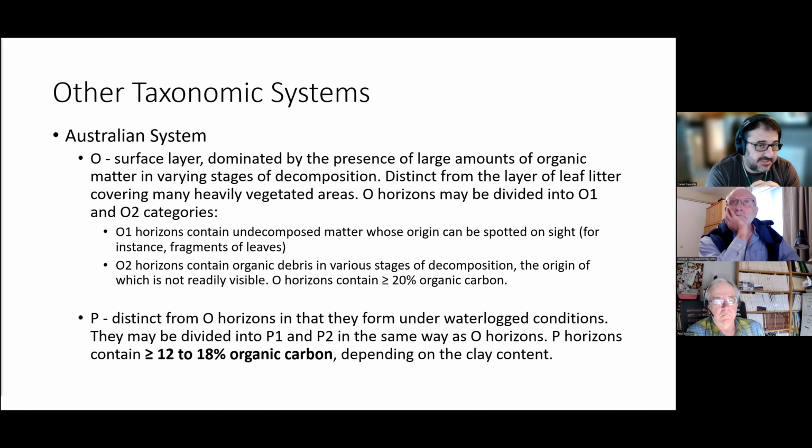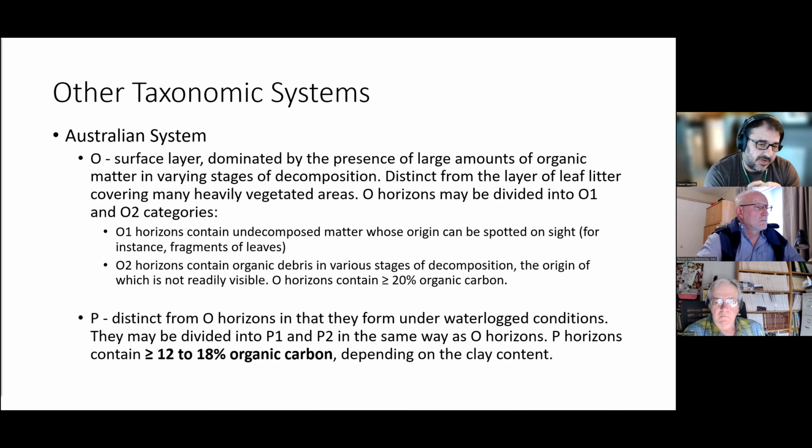I looked quickly at the Australian system as well, because their system tends to be fairly well aligned with the Canadian system, but I've discovered that maybe not in terms of the horizon designations. They have O and P horizons to denote organic materials. O is again dominated by the presence of organic matter in varying stages of decomposition, and they separate their O's into O1 and O2 horizons. O1 is undecomposed matter, and O2 is organic debris in various stages of decomposition. Note that the cutoff here is 20% organic carbon for the O horizons.